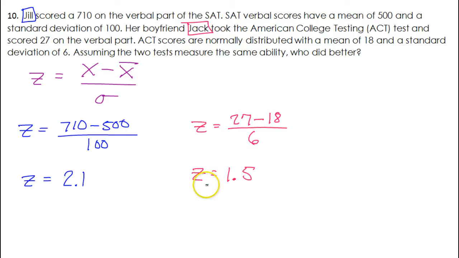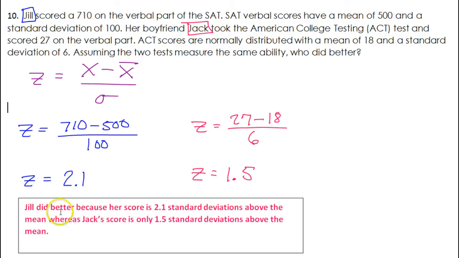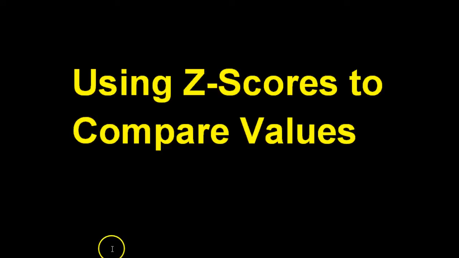Based on the z-score, Jack's ACT score is not looking so impressive. He only scored 1.5 standard deviations above the mean. So we can say Jill did better because her score is 2.1 standard deviations above the mean, whereas Jack's score is only 1.5 standard deviations above the mean. And that is how you use z-scores to compare values.